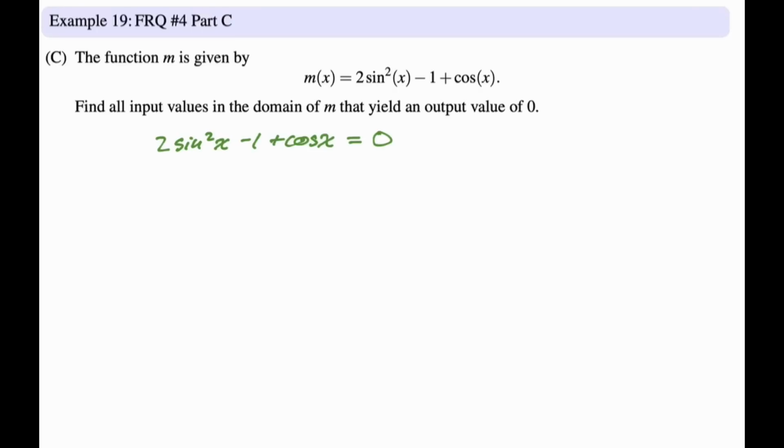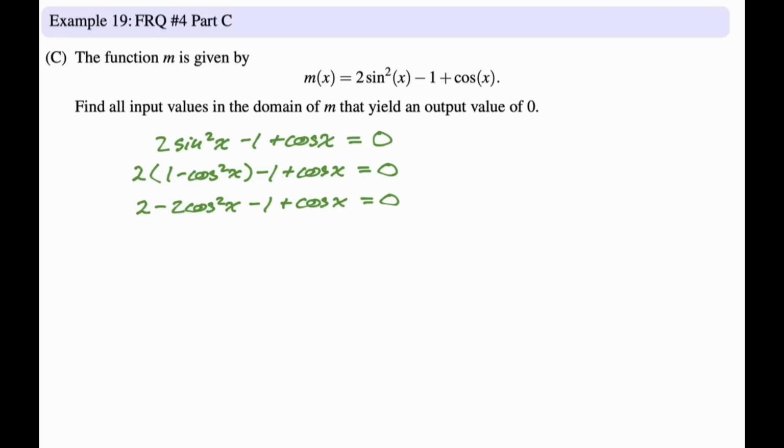We see sines and cosines. You've got to get rid of one of those functions. Sine squared is 1 minus cosine squared, so let's do that. Let's clean this up, so I'm just going to distribute. Now I'm going to collect like terms. I hate when there's a negative coefficient, so I'm going to divide through by a negative.